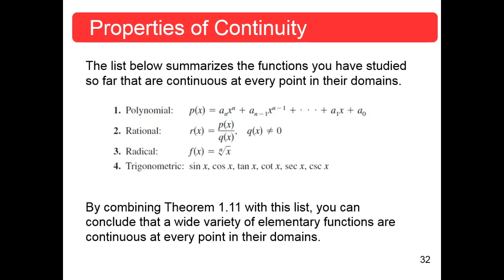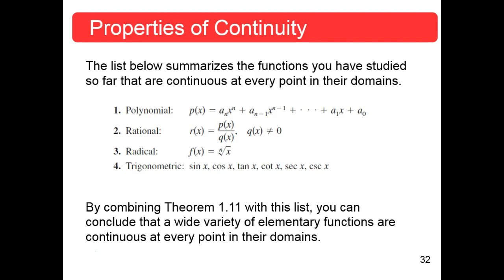So this list here summarizes the functions we've studied so far that are continuous at every point in their domains. Okay? Now, notice here that it's a weasel word here. At every point in their domains. Because if it's a point in the domain, they're continuous. I mean, it's kind of a circular argument here. Because if they're defined in the domain, if they're not defined, then they're not in the domain, well, then they're not continuous there necessarily.